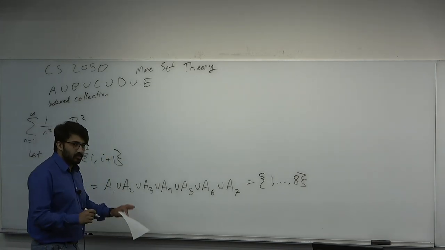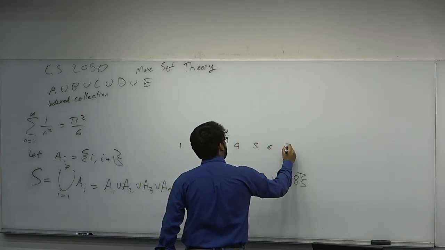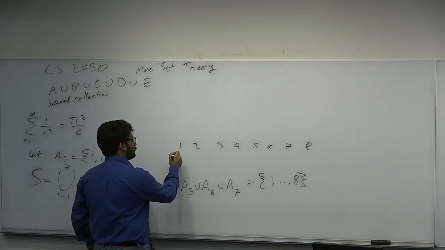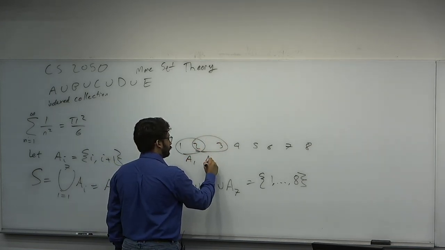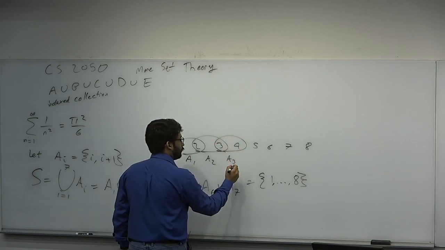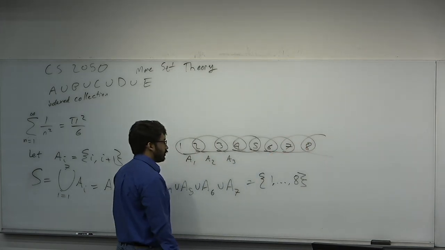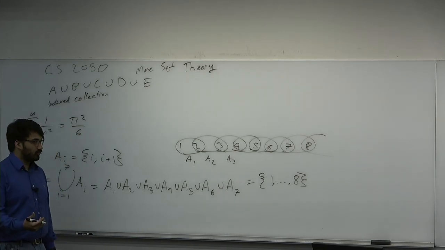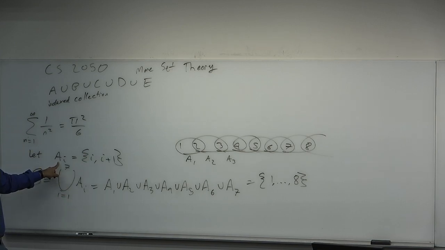Here's a way to think about this specific set. Let's say you have 1, 2, 3, 4, 5, 6, 7, and then 8. A_i being i and i plus 1 basically is this. That's A1. And then A2 would be that. A3 would be that. So there is one element shared between every two consecutive sets. A1 and A2 both share the element 2. 8 is in here even though the sum goes to 7 because A7 contains 7 and 8. This is sort of just some practice with the notation.